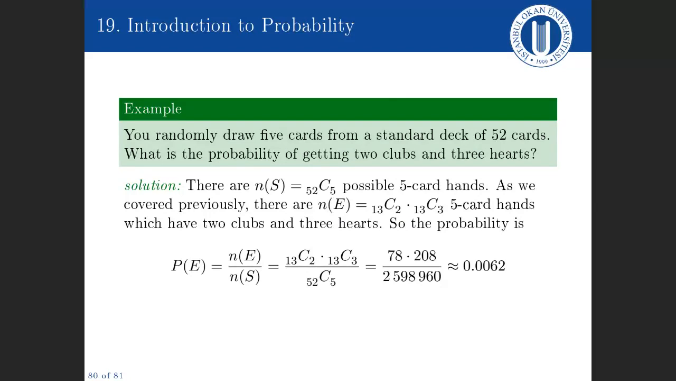So the answer to this question is going to be the number of elements in our event, 13 choose 2 multiplied by 13 choose 3, divided by the number of objects in our sample space, so divided by 52 choose 5. And when we put this into our calculator, we found that the probability is approximately 0.0062.